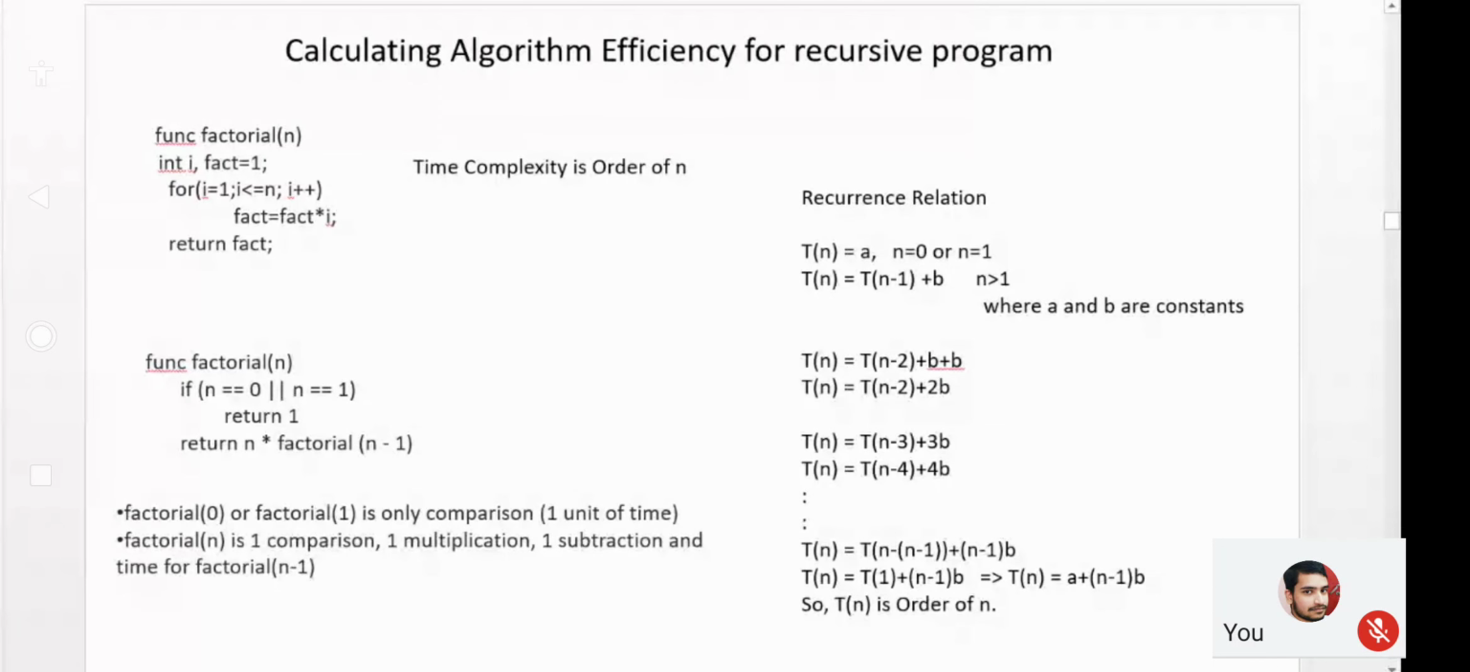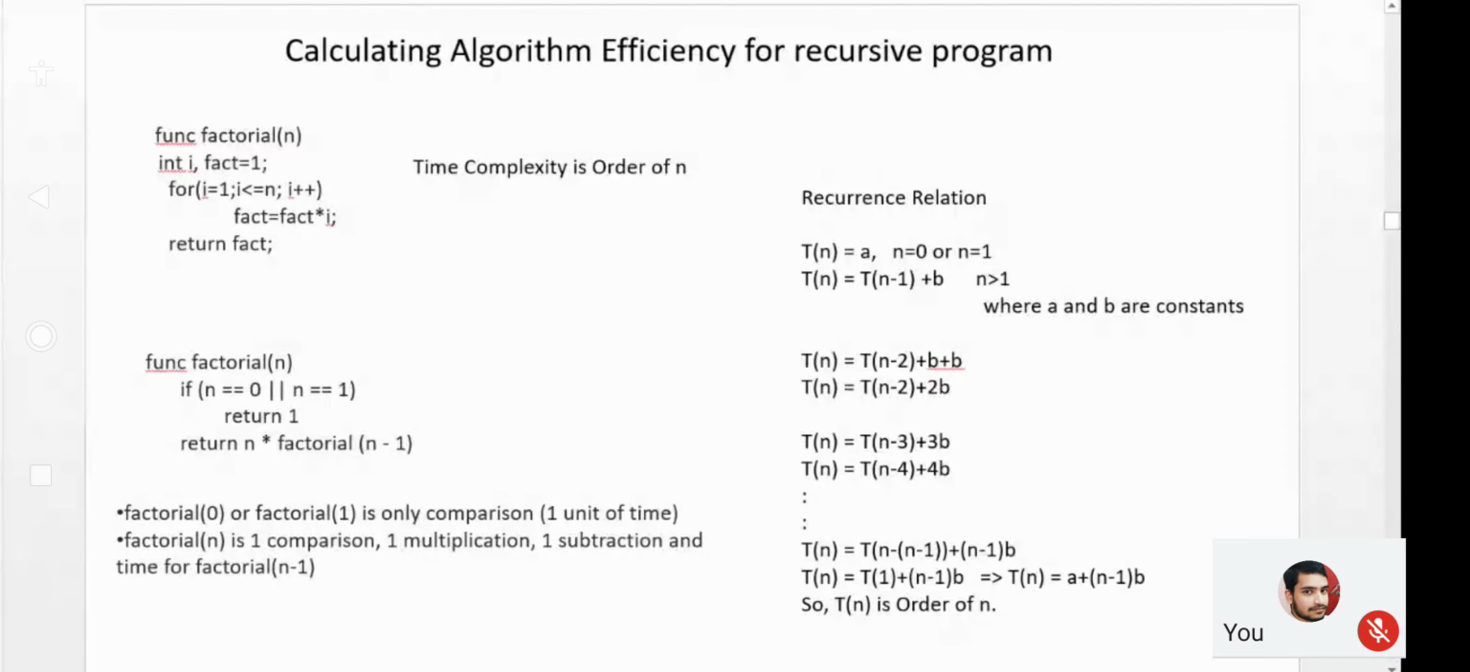Here this b is a constant for one multiplication, one subtraction, and one comparison. That's why this is b. Along with what? Along with factorial of n minus 1. So if T of n means time to execute the problem of size n, then T of n minus 1 means time to execute the problem of size n minus 1. So that's why I have written T of n equals T of n minus 1 plus b.